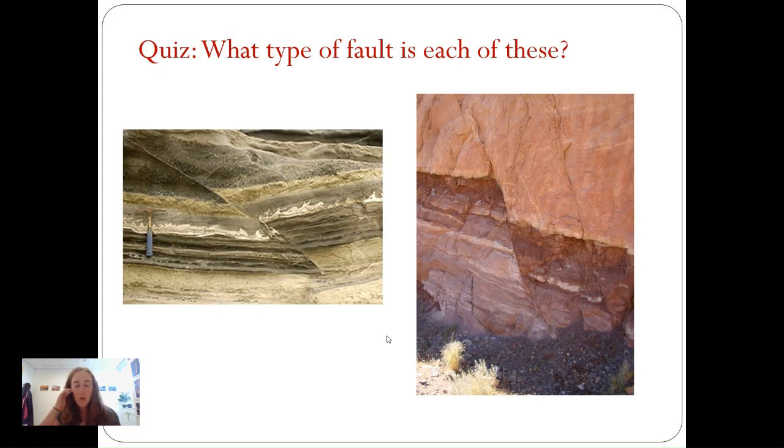All right, so for your quiz question, you have an image on the left and an image on the right. One of these is a normal fault, one of these is a reverse fault. Your task is to use the diagrams and the animations to figure out what type of fault each of these images is.